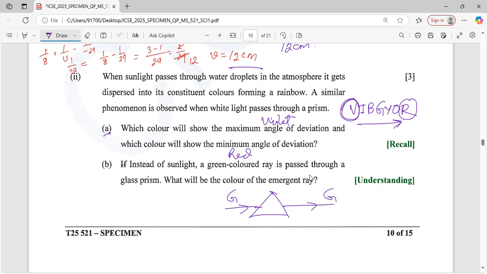Okay, because when white color falls on a prism, you get the 7 colors VIBGYO: violet, indigo, blue, green, yellow, orange, red. But if green color falls on the prism, the emergent ray is also green color. That's not VIBGYO. If white light is incident on a prism, the emergent rays are divided into 7 colors. But here the emergent ray is also green.